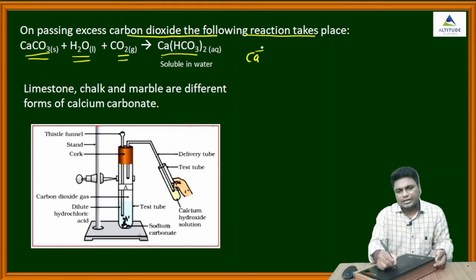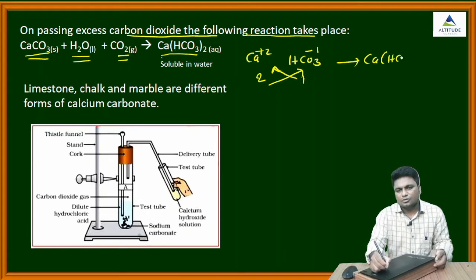The oxidation state of calcium is +2, and bicarbonate means HCO3 with charge -1. So now we know how to write the formula. Here the valence is 2, and here the valence is 1. So we do cross multiplication, and this 2 goes here. So you will get calcium, then bicarbonate. Now you know how to write the formula.